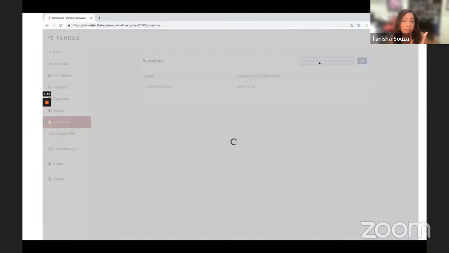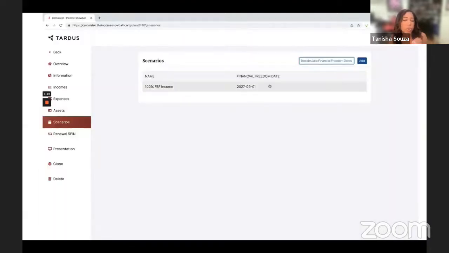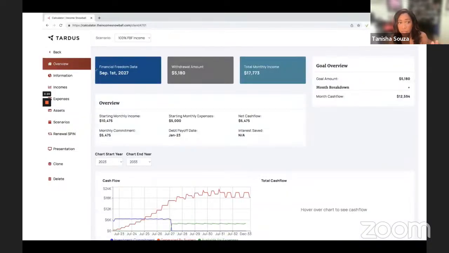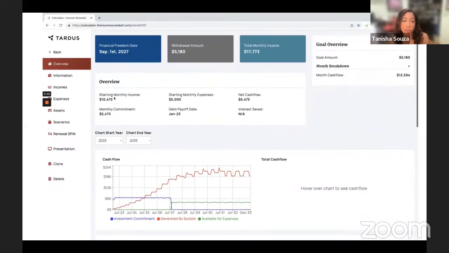We're going to recalculate the financial freedom date. And now it's 2027, which is 4 years from now. So we've literally chopped the financial freedom date from 8 years down to 4, utilizing tax strategies and also the additional cash flow on the low end.